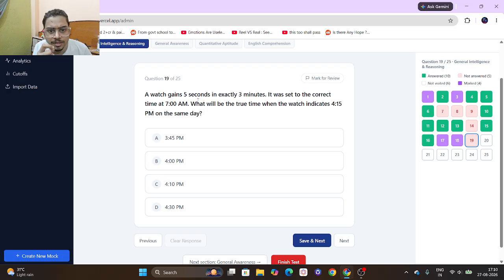A watch gains 5 seconds every 3 minutes. It was set to the correct time at 7 a.m. What will be the true time when the watch indicates 4:15 p.m. on the same day? 5 seconds every 3 minutes.